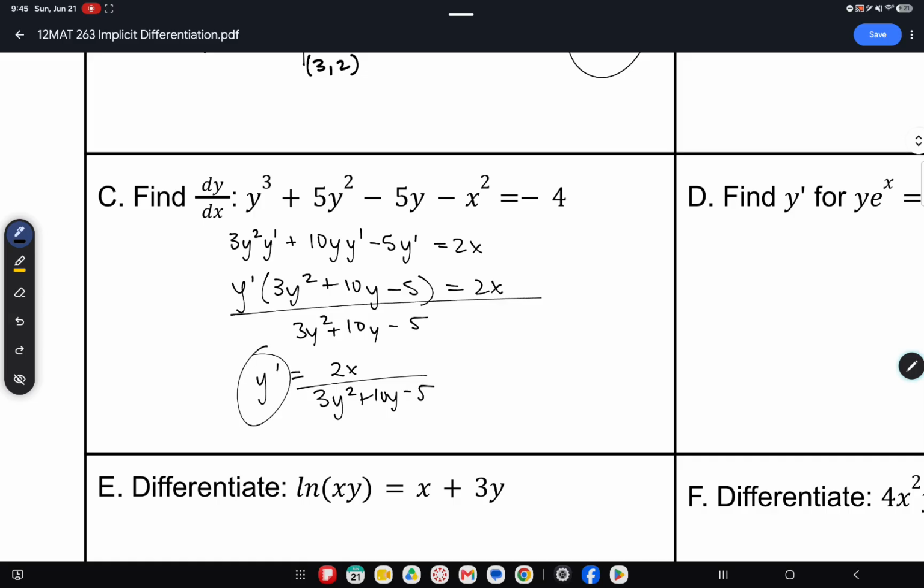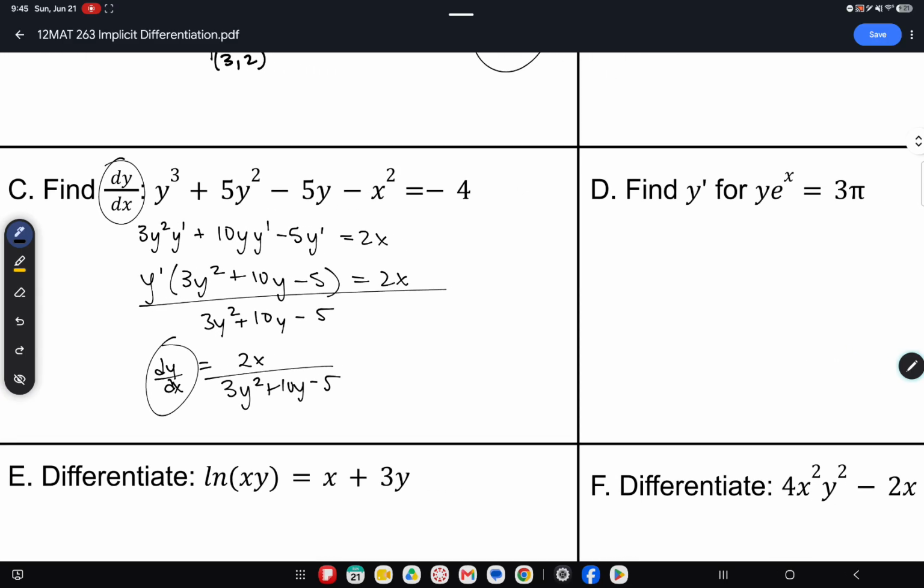Now I've been using y prime. I know this says find dy dx, so I guess to match the notation I should have it dy dx. I feel like that's just a lot to write every time, so that's why I've been writing the y prime. But they mean the same thing.